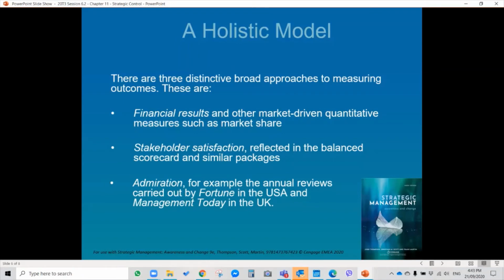And there are three broad approaches. First is the financial results, which is cash flow, return on investment, etc. Second is the stakeholder satisfaction, which includes your employees and your customers, right? And this is where balanced scorecard comes in. And thirdly, and this is interesting because Anya talked about popularity a while ago. So popularity, I guess, is very similar to admiration, isn't it? Admiration. So if people are saying, wow, we admire this company, then we're saying that's probably a good measure of success.